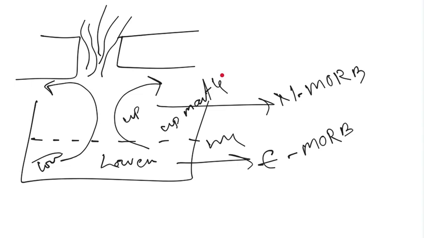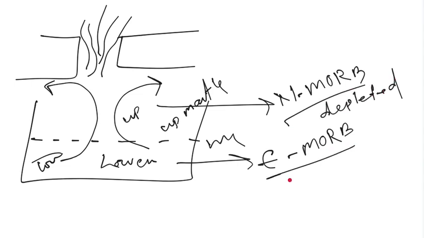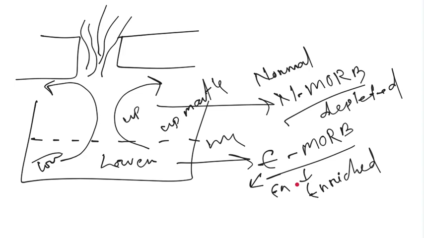So now when this MORB taps the upper mantle, this N-MORB will be depleted in nature. But in the same case, E-MORB will be enriched in nature. You getting this? So N-MORB will be depleted, this is called normal MORB, and this is called enriched MORB. So MORB has basically two types, N-MORB and E-MORB. Yes, Ankita.